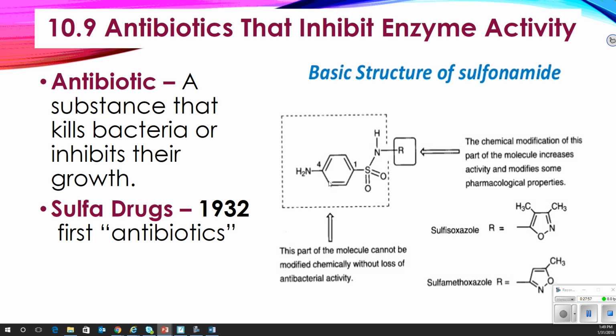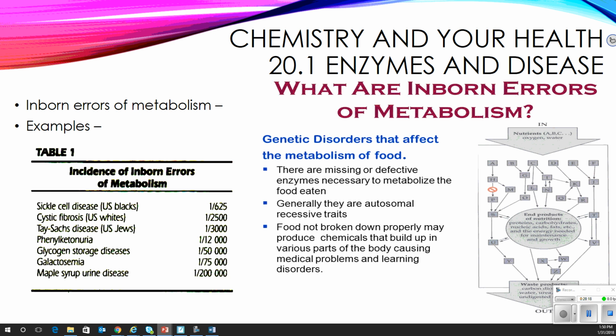And so here we have a basic structure of a sulfonamide. So you have the sulfur group and the amide group and an amine group. And we get several other modifications here that can go on the R group. But these would bind to an enzyme and stop bacterial reproduction.